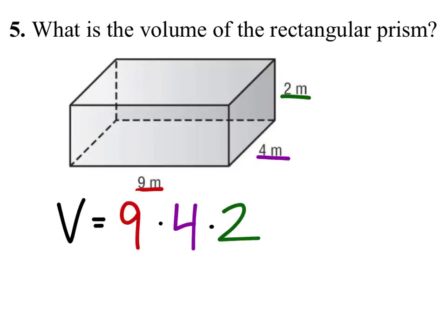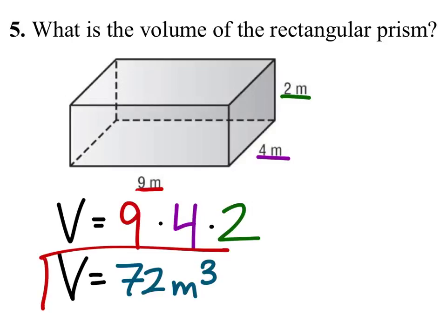This is something I can put directly into the calculator. 9 times 4 times 2, and I get 72. Now we can't forget to label this. That's going to be in meters cubed. Volume is 3-dimensional, so that right there is my answer.